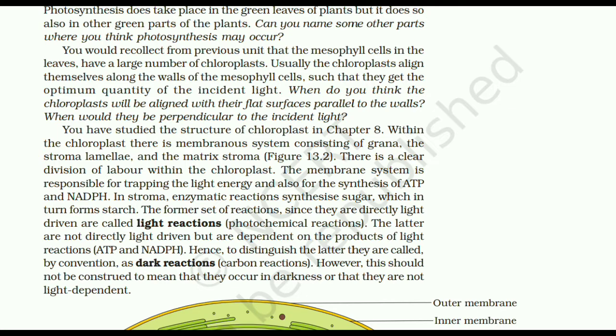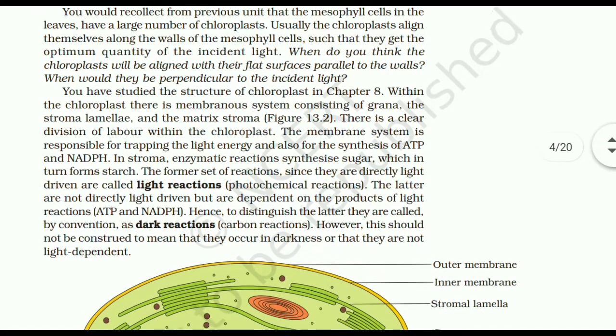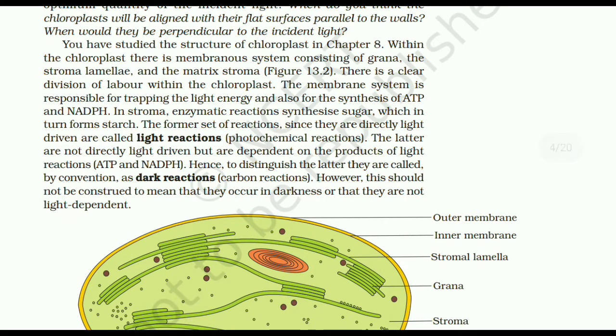The former set of reactions, since they are directly light-driven, are called light reactions or photochemical reactions. The latter are not directly light-driven but are dependent on the products of light reactions like ATP and NADPH. Hence, to distinguish the latter, they are called by convention dark reactions or carbon reactions. However, this should not be construed to mean that they occur in darkness or that they are not light dependent.